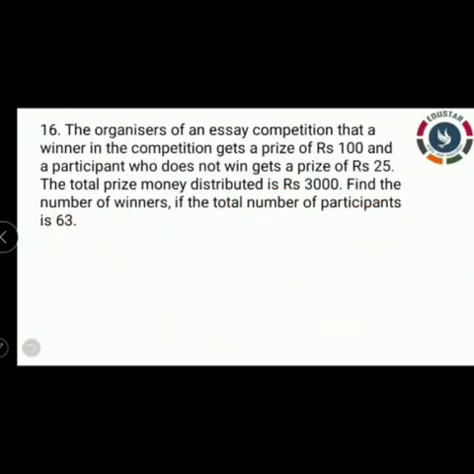Next, question number 16. The organizers of an essay competition announce that a winner in the competition gets a prize of rupee 100 and a participant who doesn't win gets a prize of rupee 25. The total prize money distributed is 3000 rupees. Find the number of winners if the total number of participants is 63. Don't get confused with this question. Read again and again. You will get clear information.